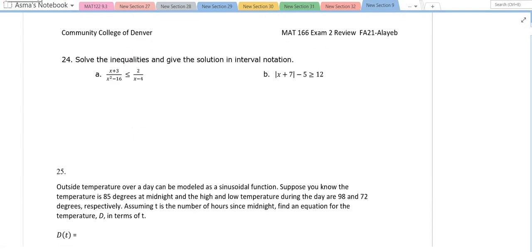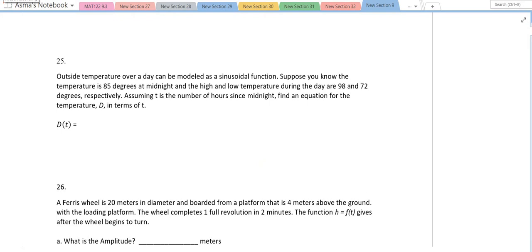Question 24 is not part of the exam, so I'm just going to skip that one. Question number 25, it's an application problem. Outside temperature over a day can be modeled as a sinusoidal function. Suppose you know that temperature is 85 degrees at midnight, and the high and low temperature during the day are 98 and 72 degrees respectively. Assuming T is the number of hours since midnight, find an equation for the temperature D in terms of T.